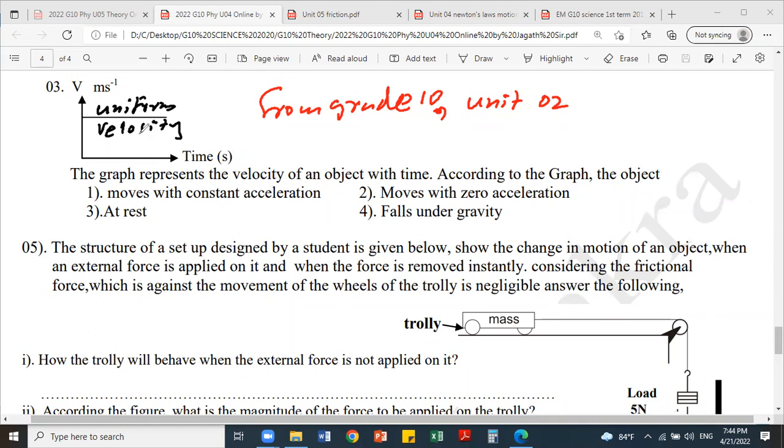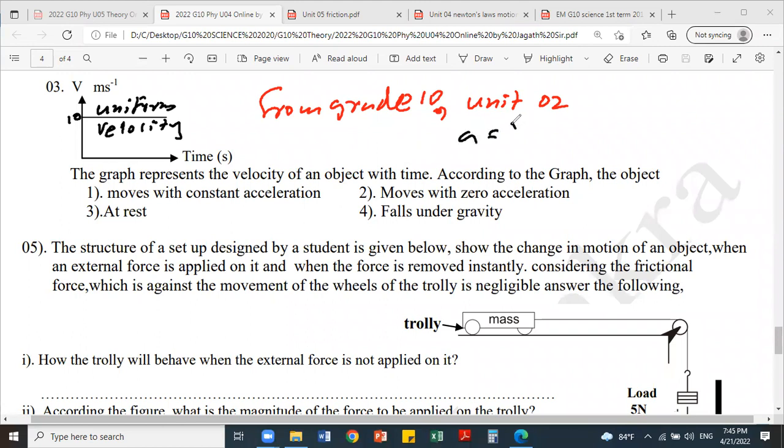So if velocity is constant, acceleration is 0. Look at here, the same velocity. If you take velocity 10 on the y-axis, this is a straight horizontal line. Initial velocity is also 10, after 1 second also velocity 10, after 2 seconds also velocity 10.